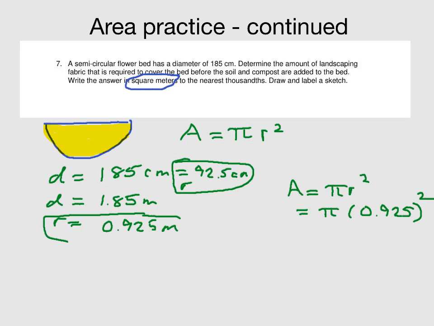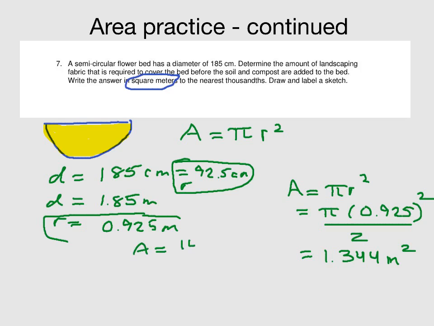So use your calculator, check it out. But we're required to divide it by 2 because it's a semicircle. So the 2.688 divided by 2 is going to give you a final answer when you round to the thousandths place of 1.344 square meters.